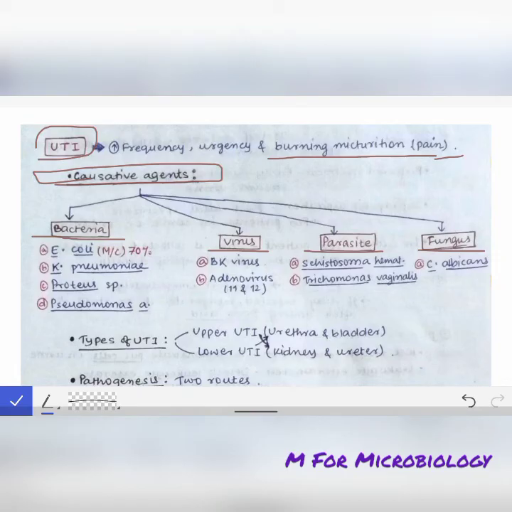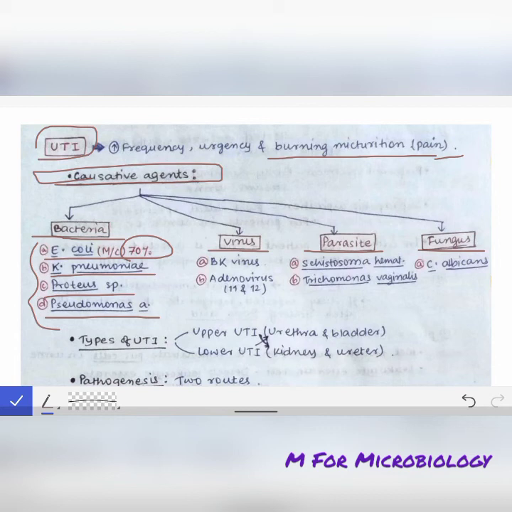In the bacterial causes, we have the E. coli, which is causing about 70% of the UTI cases. So that is the most common cause of the UTI in our population in India. And next is the Klebsiella pneumoniae. Proteus species also cause the UTI, and Pseudomonas aeruginosa. So these four are the most important bacteria which are found to cause UTI very commonly in India.